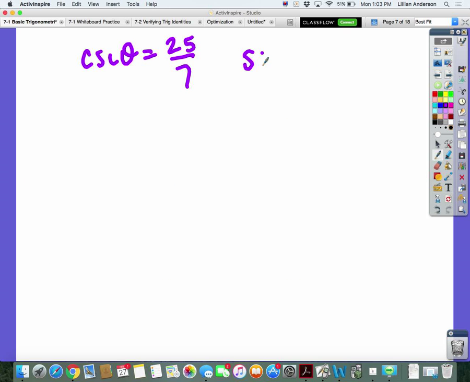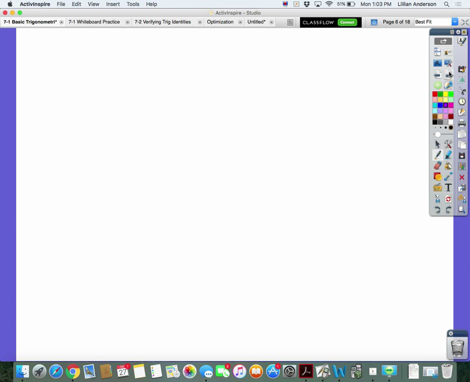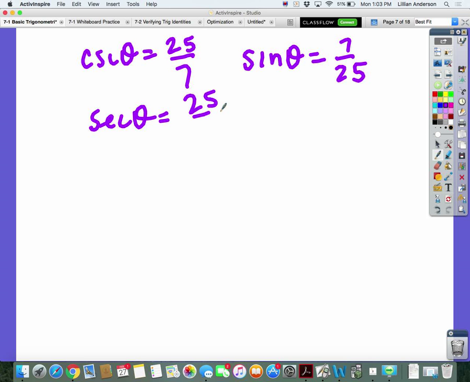That means that sine is just going to be the flip of that, which is 7 over 25. And since secant is 25 over 24, then we know that cosine is nothing but the flip of that, which is 24 over 25.